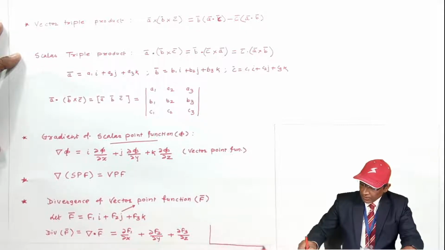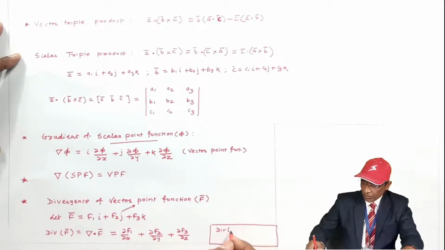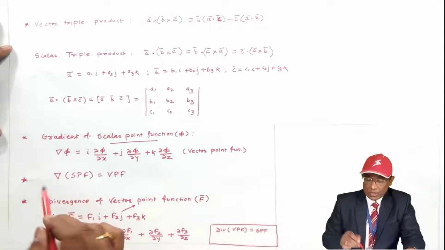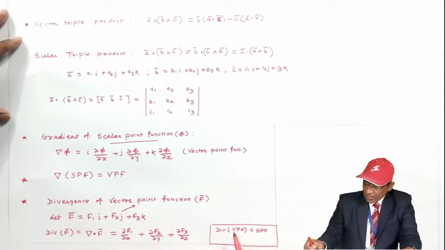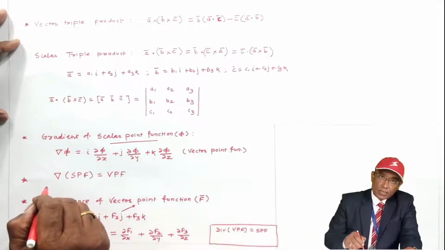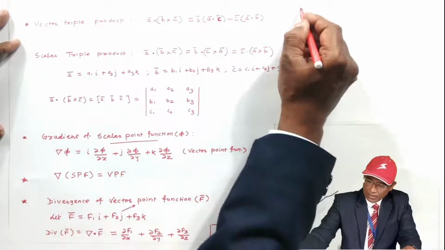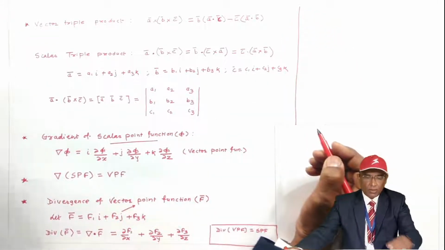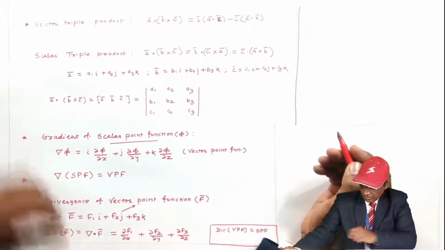Here, in short I am writing, when you take divergence of del dot of a vector point function, you get a scalar point function. Gradient of a scalar point function is a vector point function, and divergence is always taken over a vector point function, and gradient is always taken over a scalar point function. Okay, this is important. Now the third operator is curl.